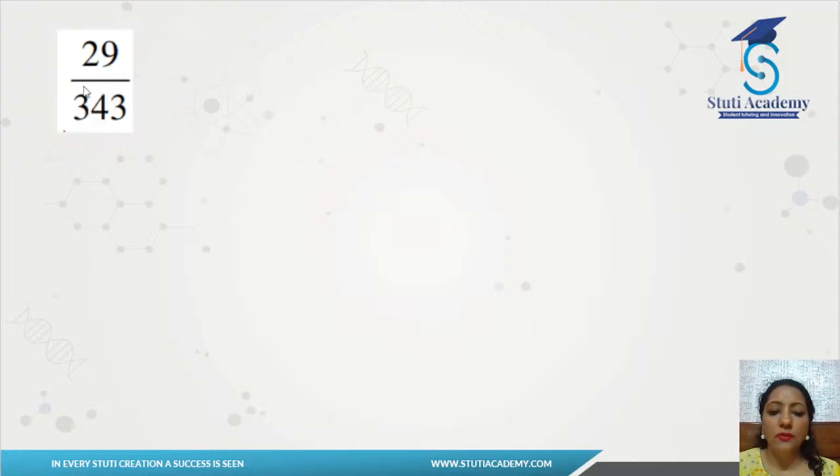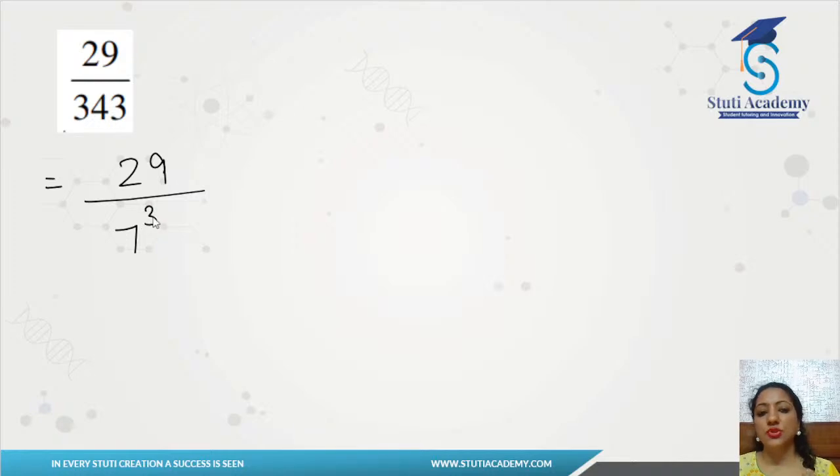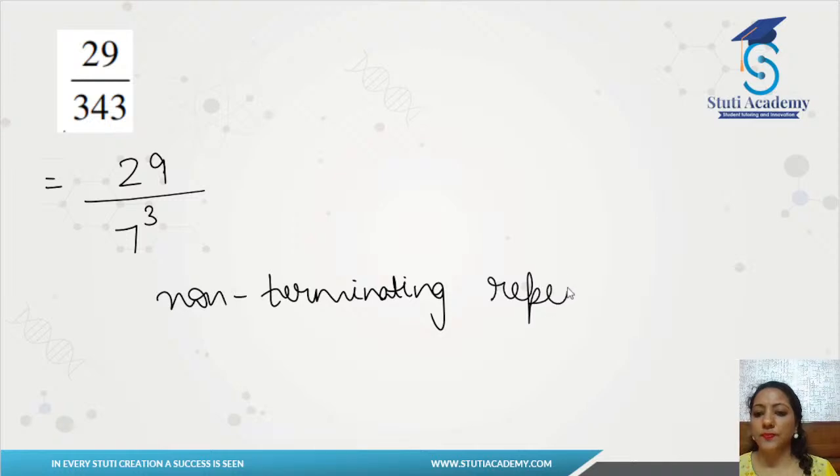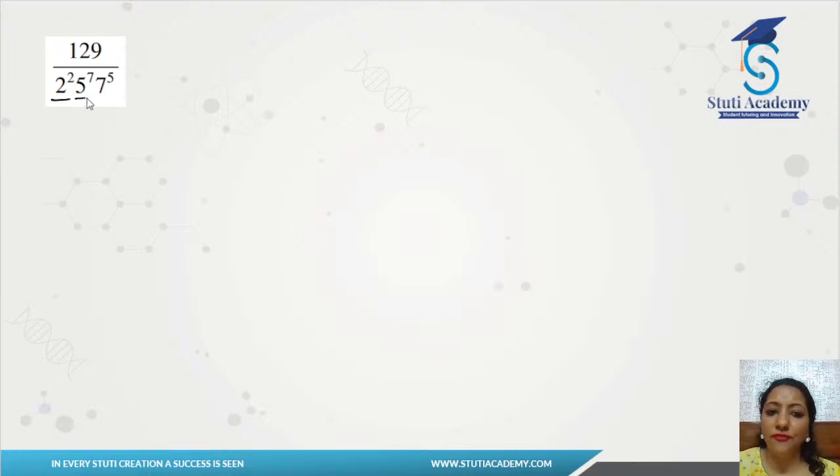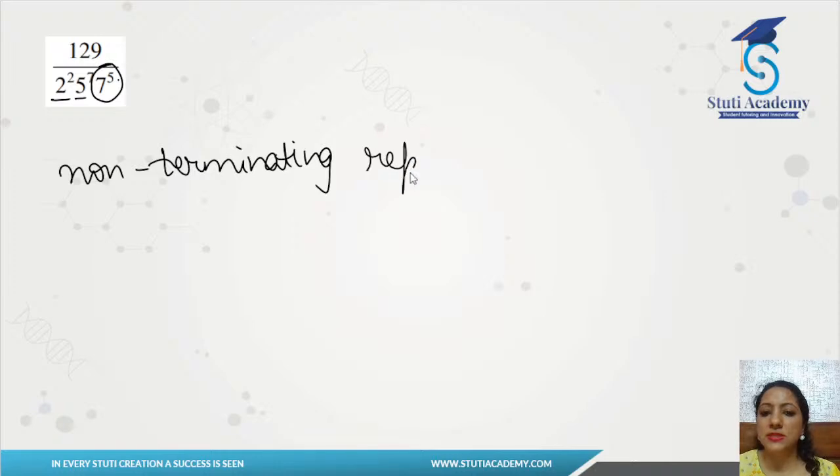Now let's discuss this one. We have 29 upon 343. 343 we know it's a cube of 7. So we can straight away write this as 7 cube. So the prime factorization of the denominator is not of the form 2 raised n, 5 raised m. Apart from 2 and 5, we have 7 here. In fact, 2 and 5 we don't even have. So this is the case of non-terminating repeating decimal expansion. Now the next one, we have 2, we have 5, but then we have 7 also here. So this is again non-terminating repeating decimal expansion.